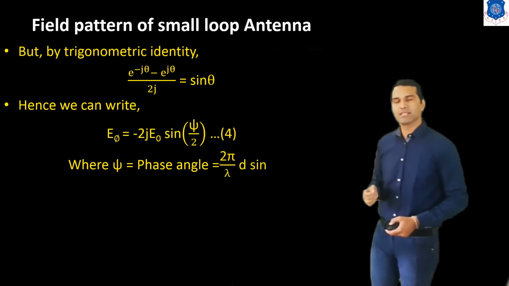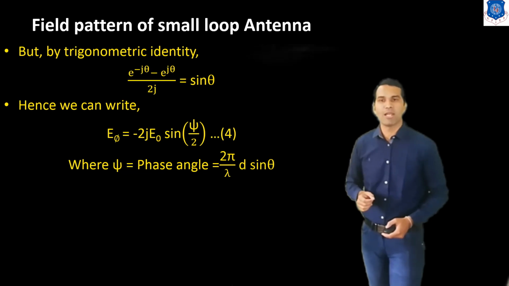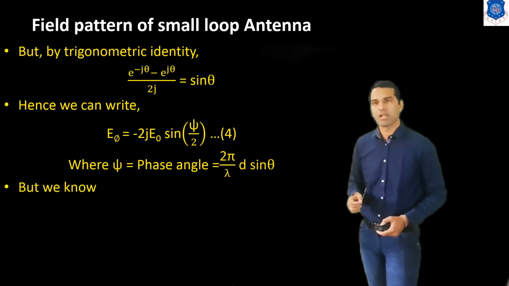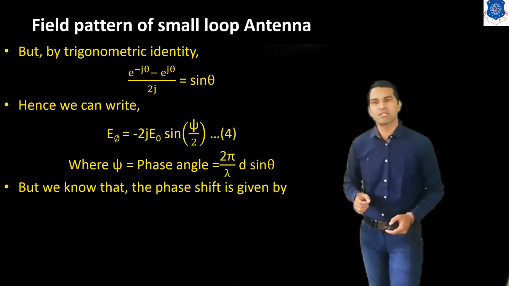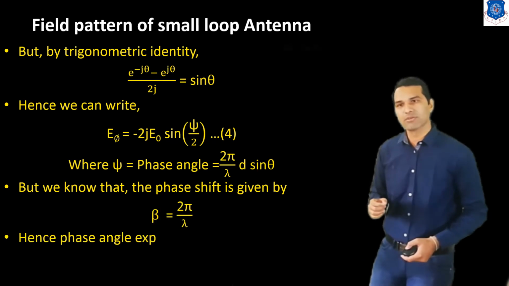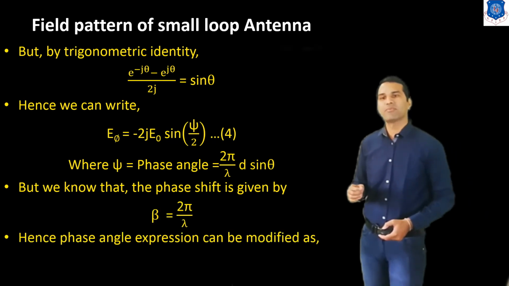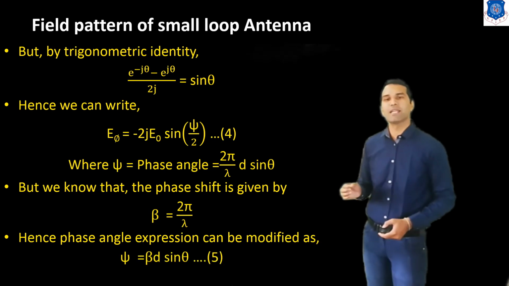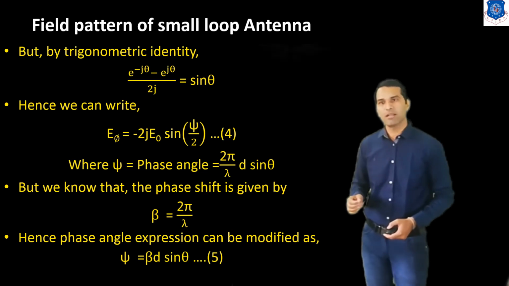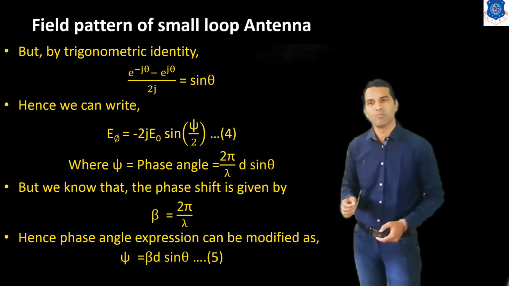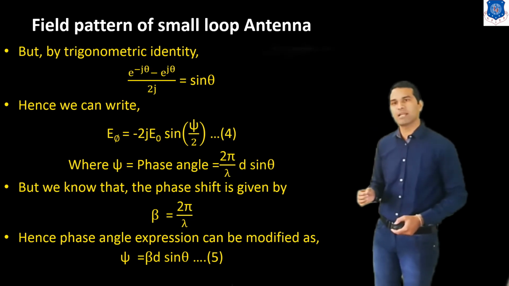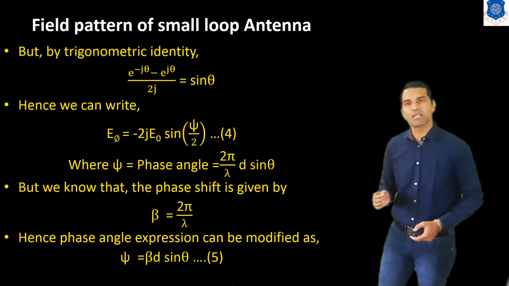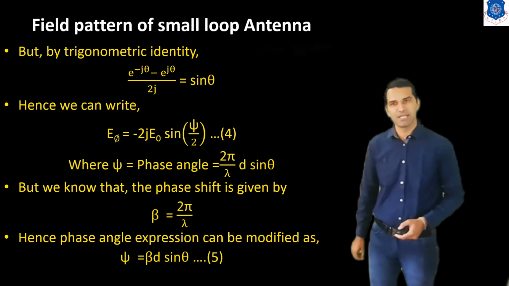where here the psi indicates the phase angle, and we know that the value of psi is equal to 2 pi by lambda d sin theta. So now we know that the phase shift is given by beta equals 2 pi by lambda, and the phase angle expression can be modified as psi equals beta d sin theta, because here 2 pi by lambda is nothing but beta. So in the phase angle equation we write beta instead of 2 pi by lambda. So finally we get the phase angle equals beta d sin theta.